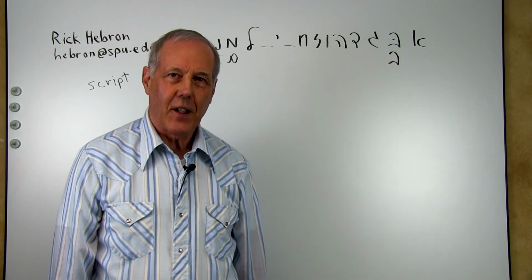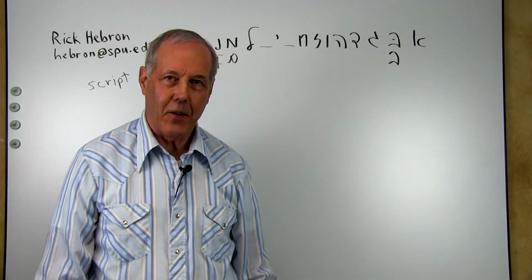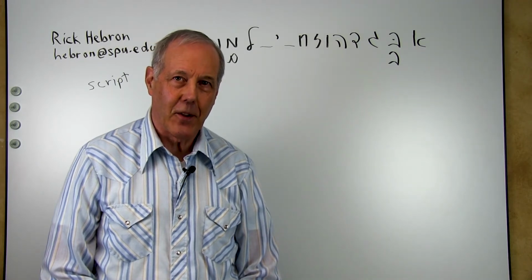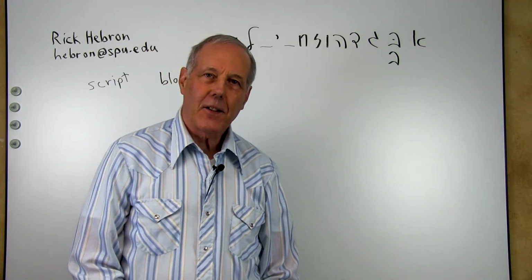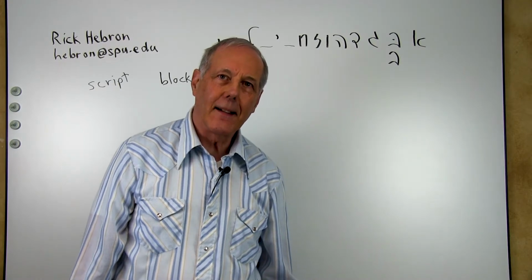We're being ambitious today, and we're going to learn another letter. We'll learn 3 letters today, and we'll get credit for 2.5. The next letter we will learn is called Ayin.